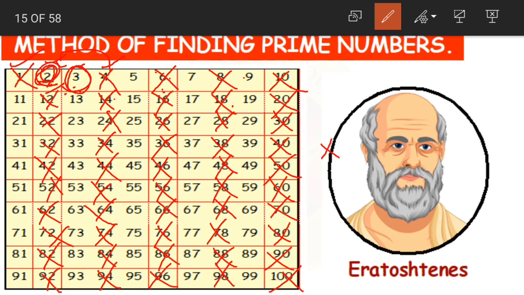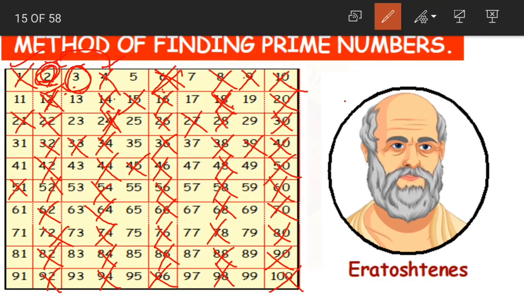Now what are the multiples of 3? 3 twos are 6, 3 threes are 9, 3 fours are 12, 3 fives are 15, 3 sixes are 18, 3 sevens are 21, 3 eights are 24. Yes, children, like this we need to cross out all the multiples of 3. In short, every third number here is a multiple of 3. What is that, children? Every third number here is a multiple of 3. So we need to carefully see and cross the multiples of 3.